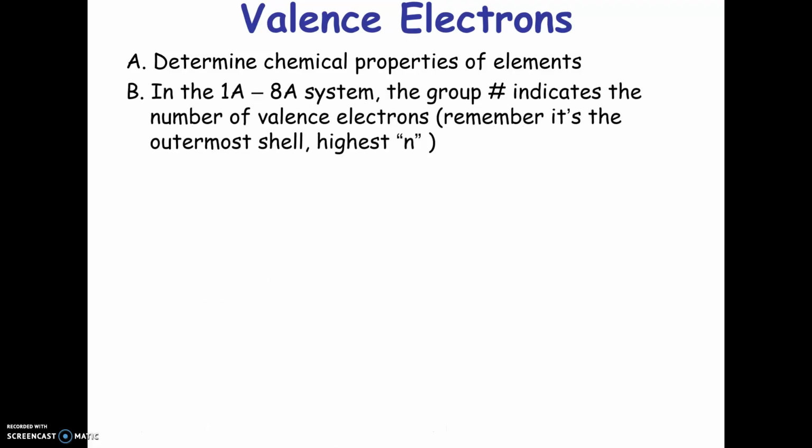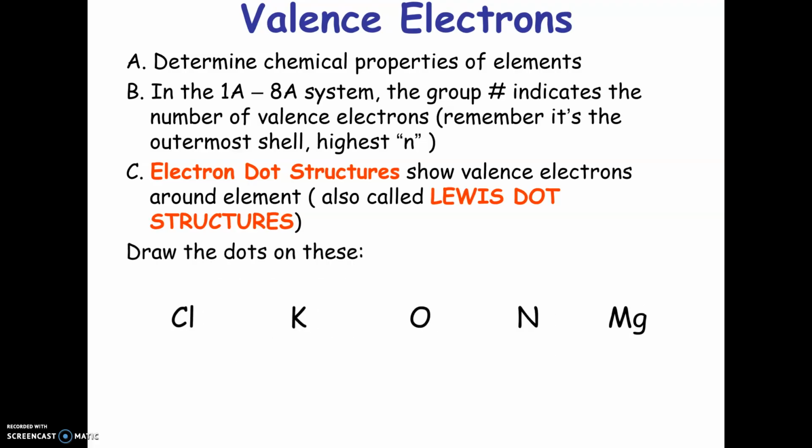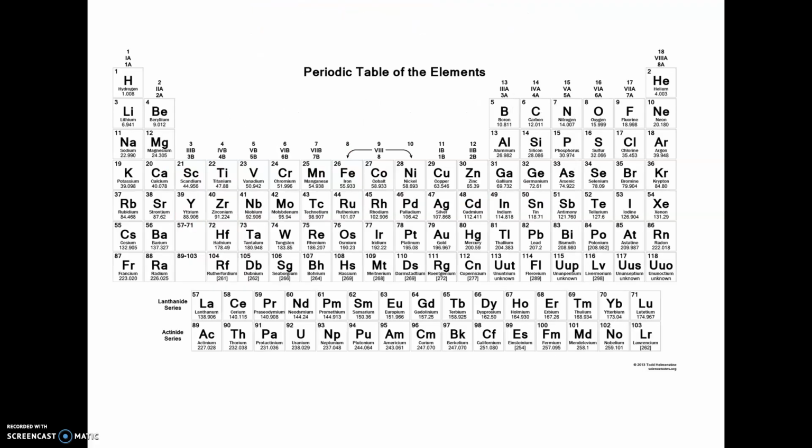So in the old 1A through 8A system, which I'll show you in a second, the group number indicated the valence electrons. And again, this would be the highest energy level, the outermost shell only. So it usually would only be S and P, not D or F block. Electron dot structures were a way of representing just those valence electrons. So before we draw the dots on these, let's go to the periodic table really quick.